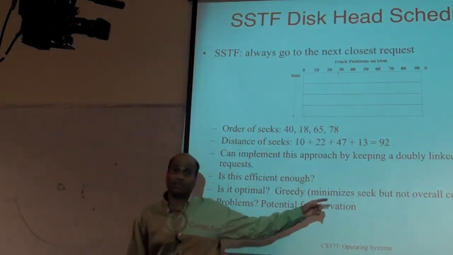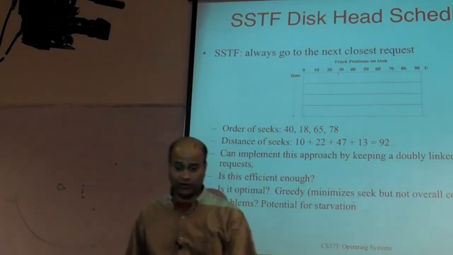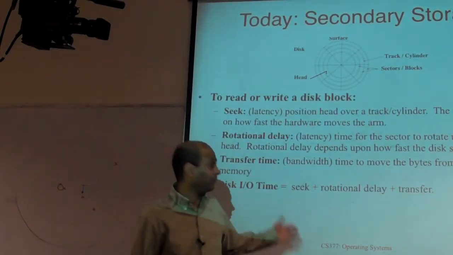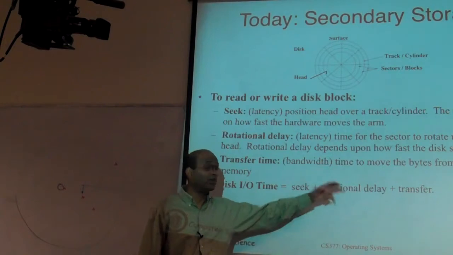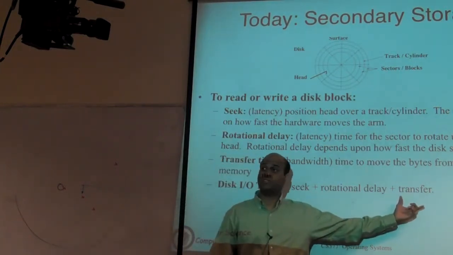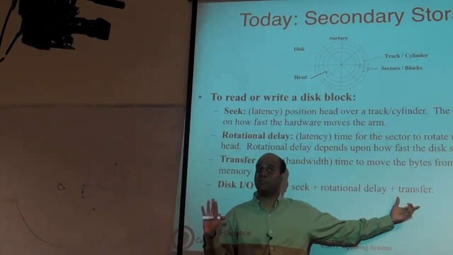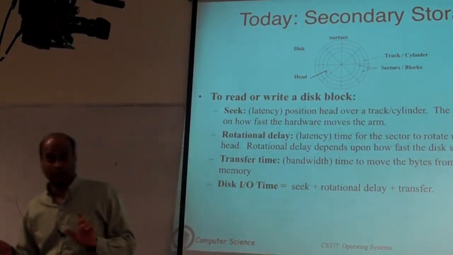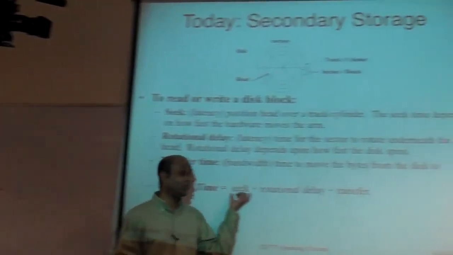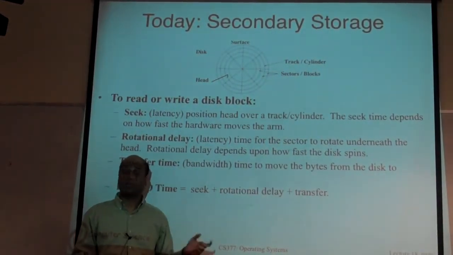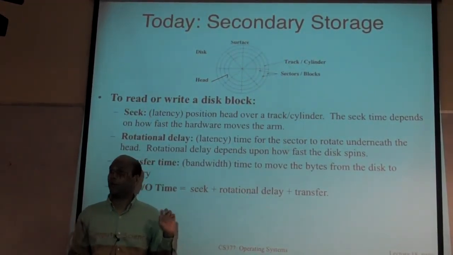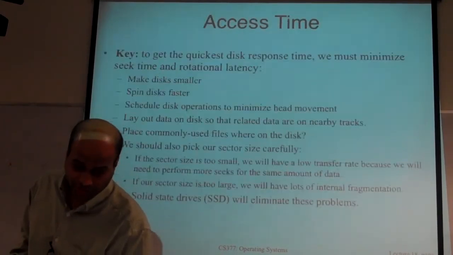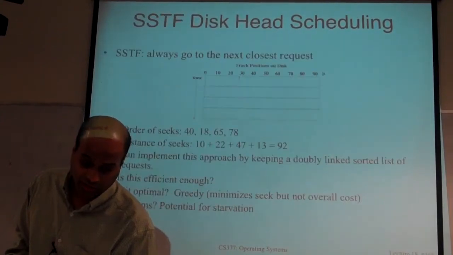Overall cost, as I said, is seek time plus rotational latency plus transfer time. So this is the I/O time: seek, rotational latency, transfer. Transfer time is the same. You're reading one sector, and it doesn't matter what disk scheduling algorithm you use. You always read a sector at least. SSTF is only minimizing the seek. It's not looking at rotational delay at all. So you may get lower seek, but you may increase the rotational latency.